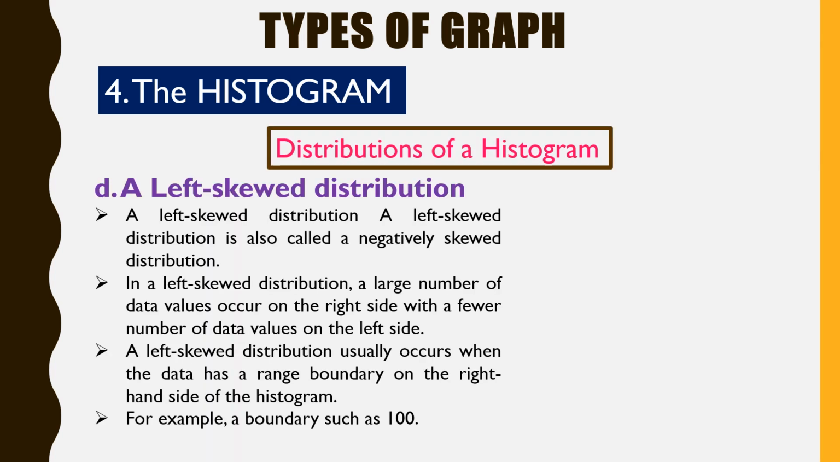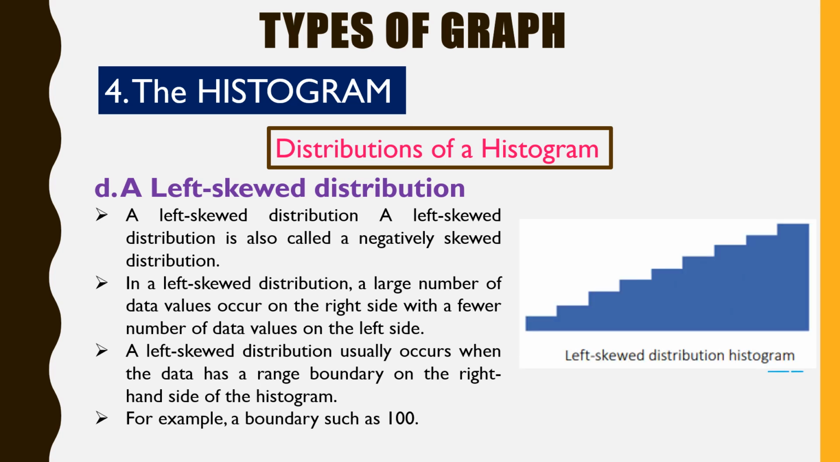The opposite of a right skew distribution is a left skew distribution. Here is the illustration. A left skew distribution is also called a negatively skewed distribution. In a left skew distribution, a large number of data values occur on the right side, with a fewer number of data values on the left side. A left skewed distribution usually occurs when the data has a range boundary on the right-hand side of the histogram. For example, a boundary such as 100. So this is an example of a left skewed distribution.